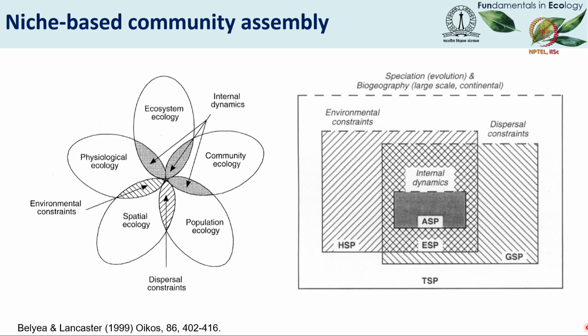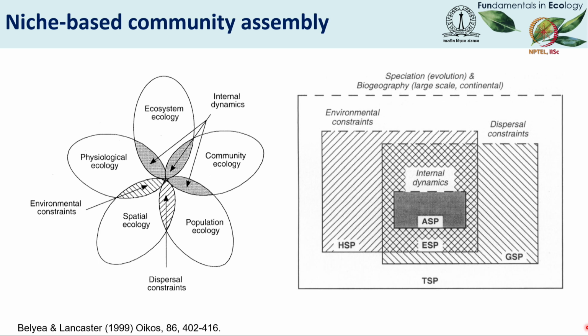Now, if you think of all the fields of ecology that actually have something to say about the way in which communities are assembled, then if you look at various fields in community ecology, for example, physiological ecology, spatial ecology, population ecology, ecosystem ecology, and community ecology, what you can think of are 3 things that drive community assembly. There are environmental constraints, there are dispersal constraints, and there are internal dynamics.